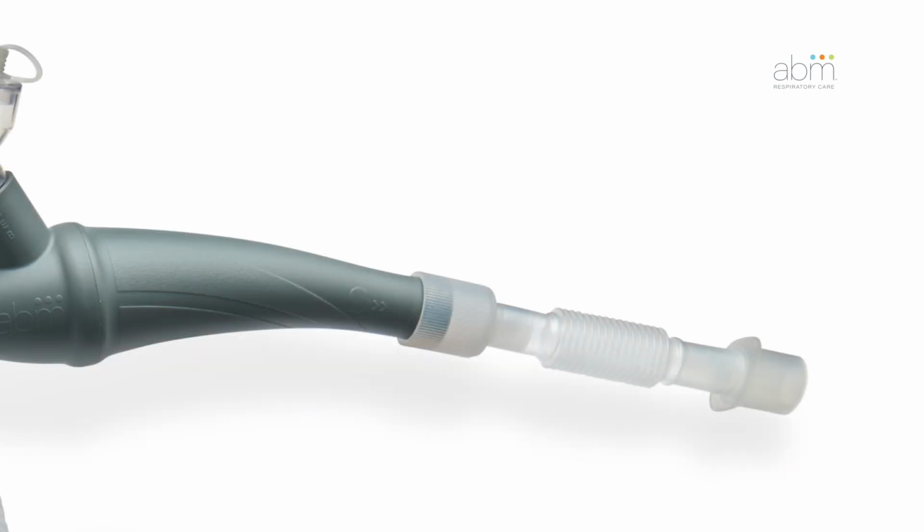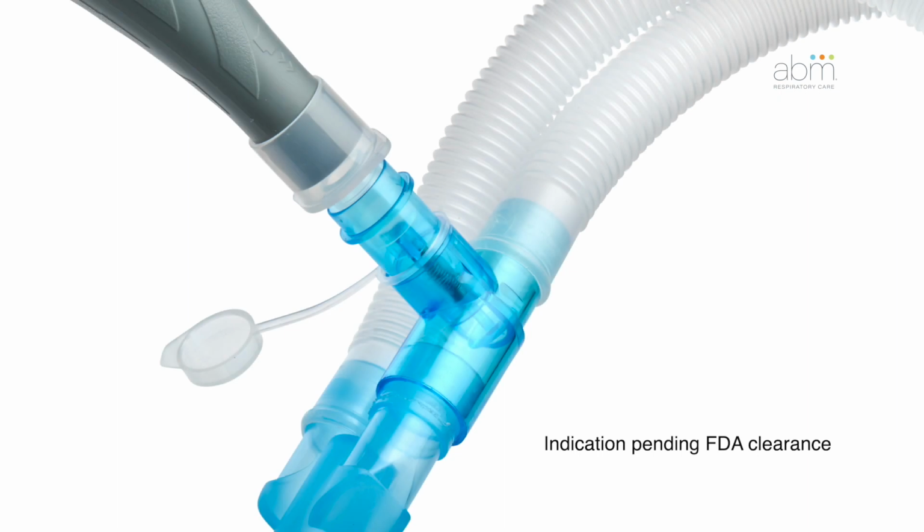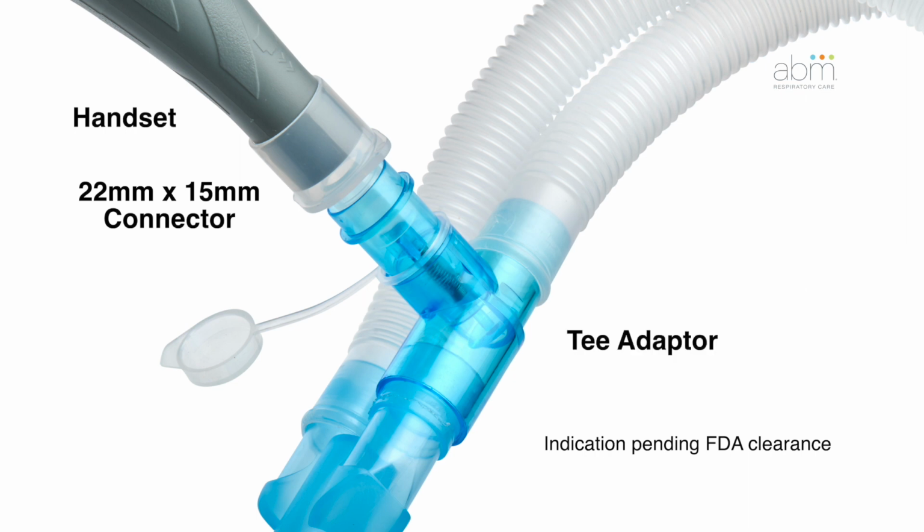When using a flexible trach tube adapter, insert the 22mm end of the trach adapter onto the handset. When using BiWaze Clear in line with a ventilator, insert the 22mm by 15mm connector onto the handset. Insert the connector into a T-adapter placed into the inspiratory limb of a ventilator circuit.